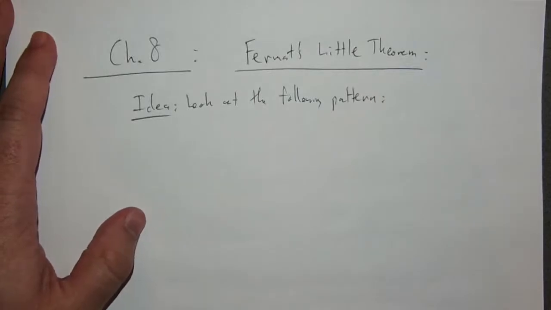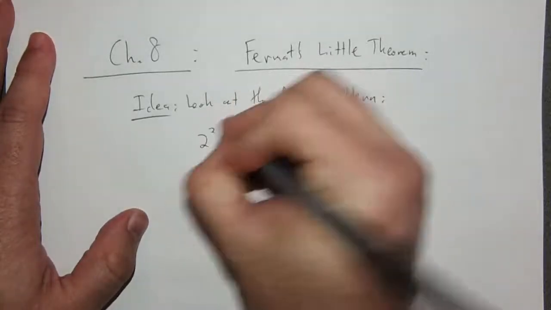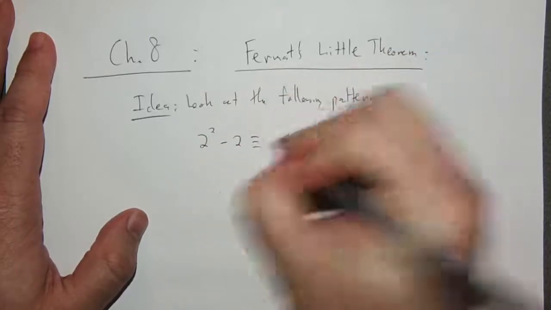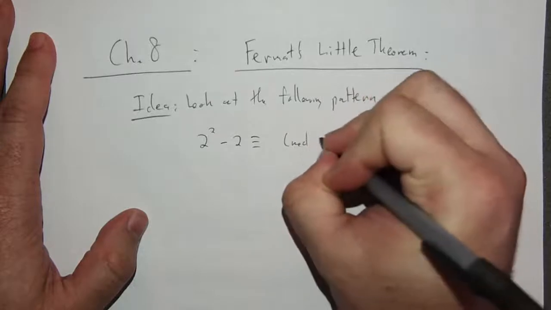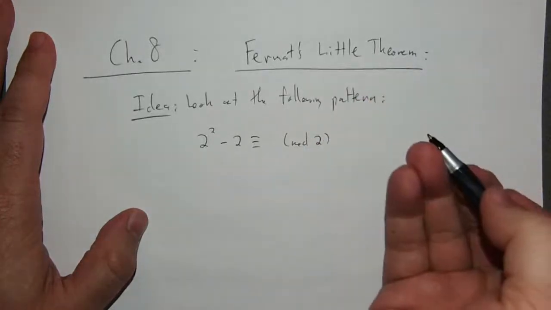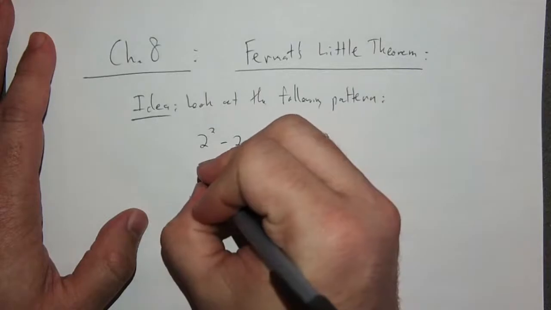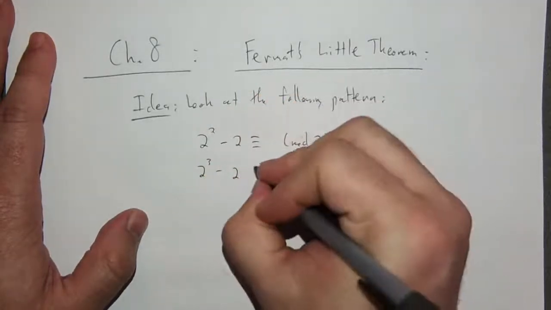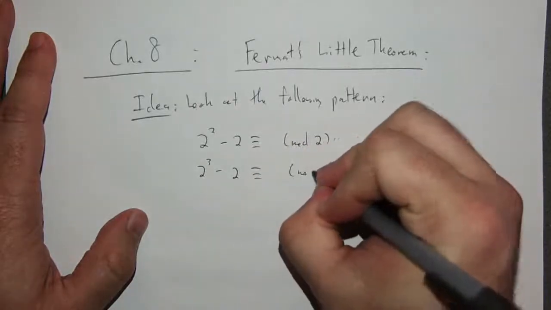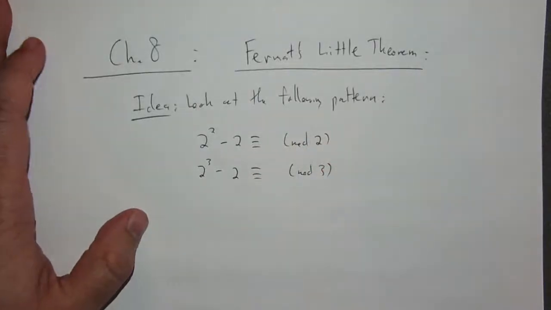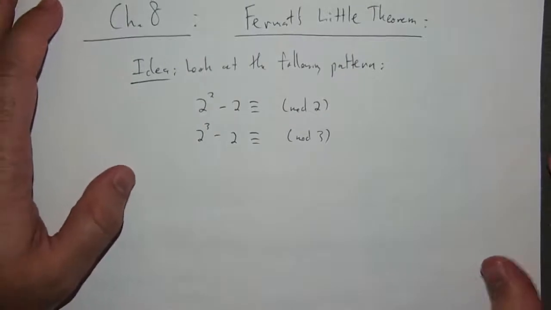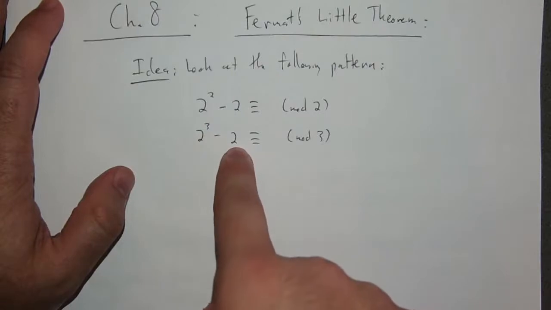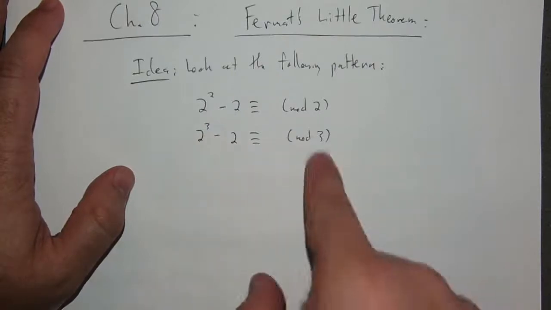So looking at the following pattern, you might say, okay, what is 2 squared minus 2 congruent to mod 2? I'm not going to write it in yet. And then I look at 2 cubed minus 2. What is that congruent to mod 3? And what's this pattern I'm looking at? It's 2 to some power minus 2, and that's congruent to something mod whatever that power was.